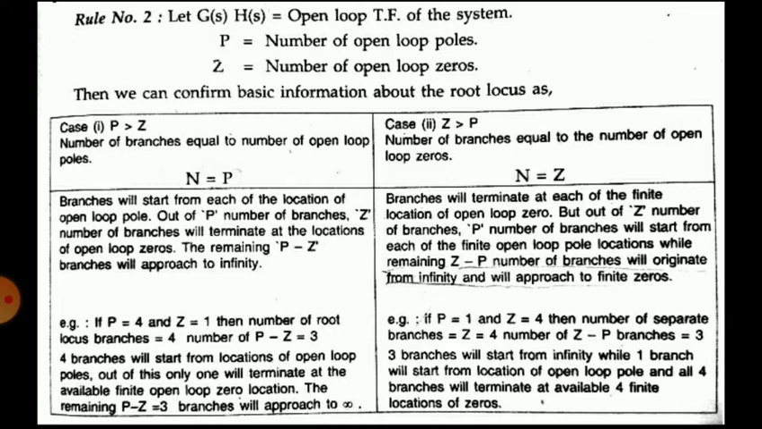Case 2, if the number of open loop zeros is greater than the number of open loop poles, that is Z is greater than P, then the number of branches equals the number of open loop zeros, that is N equals Z. Case 3, if the number of open loop poles is equal to the number of open loop zeros, then the number of branches will be equal to both. That is rule number 2.